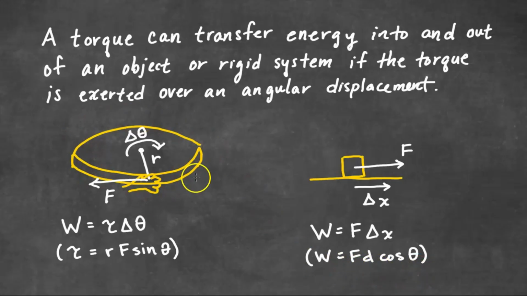Now, the rotational version of this is work. The rotational work is equal to torque times the angular displacement. Torque, as a review here, is r, the distance between the axis of rotation and where the force is applied, times the force, times sine theta. And theta is the angle between the r vector and the force.